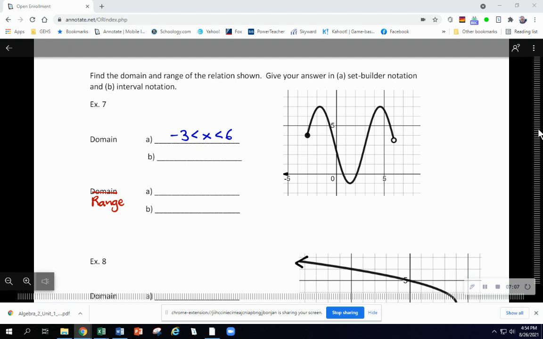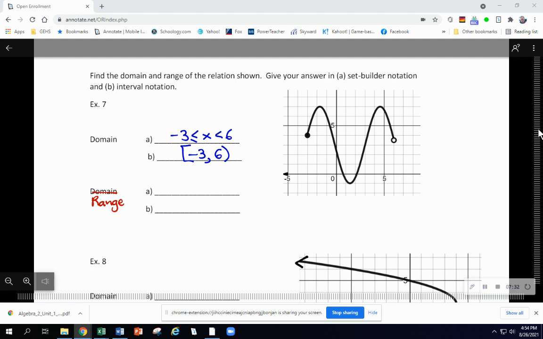It does include the -3 because at this point the graph includes that -3, but the open circle over here means you're not including the 6. That would be written like this in interval notation. We put a round one on the 6 and a square one to indicate that the -3 is actually included.